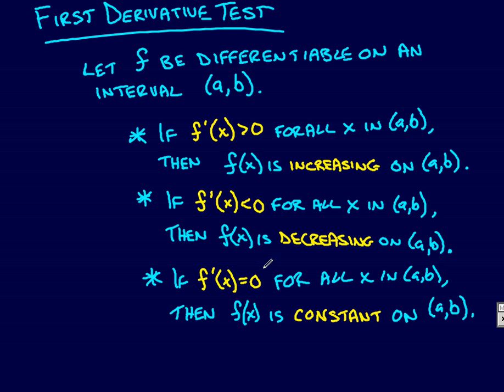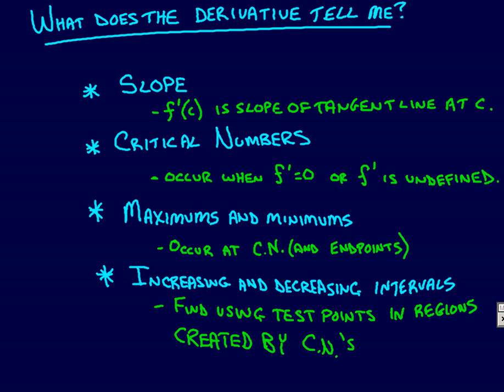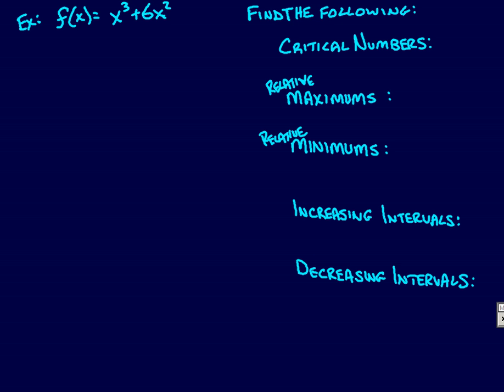More often than not, it's going to be equal to zero, constant at a specific point rather than for a big long interval, in most cases. So now we have lots of things that a derivative can tell us. Obviously, it tells us the slope. We said last time how it could give us critical numbers, critical points. We could then use those to find maximums and minimums. And now we can use all of the above to figure out increasing and decreasing intervals using this first derivative test. So let's look at an example of how we want to do this and what we can find out.